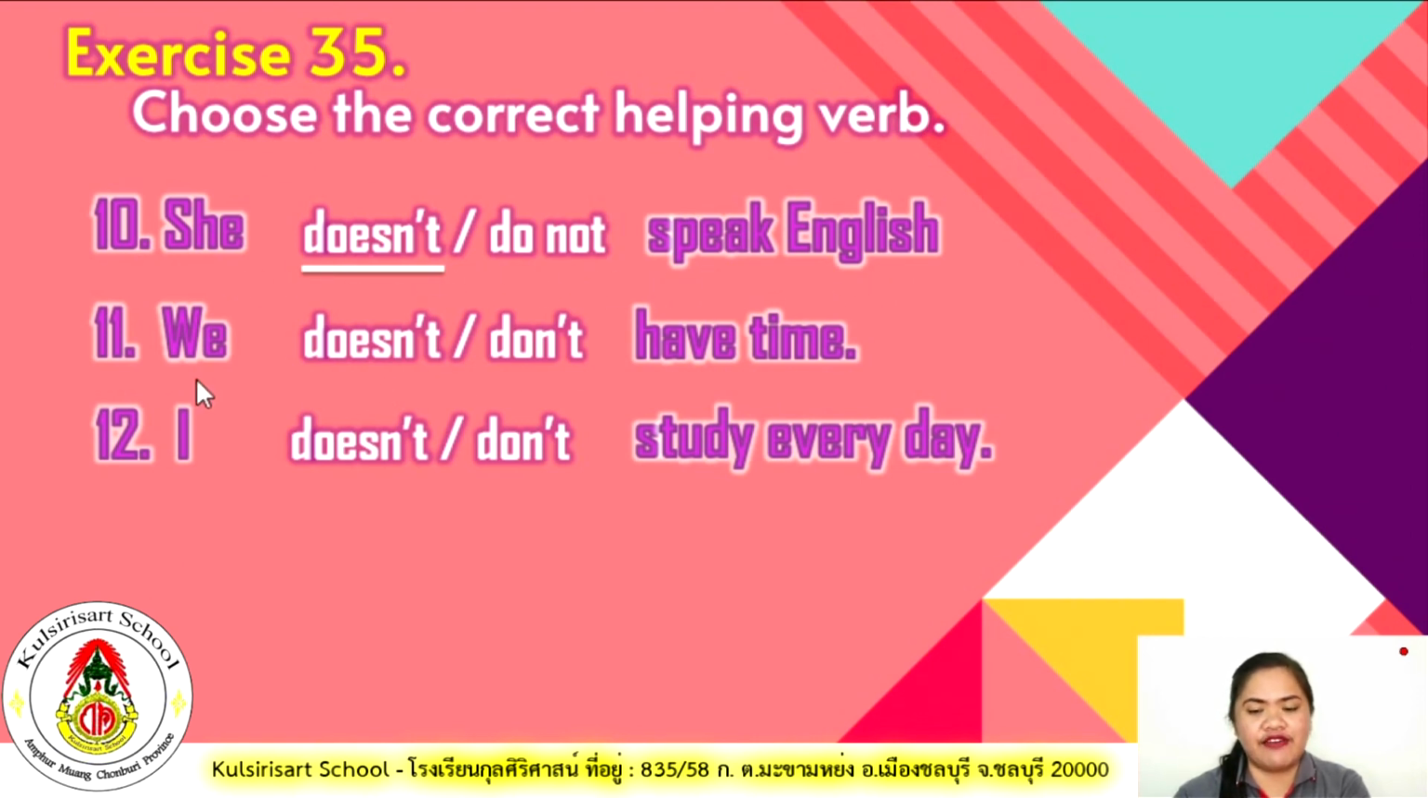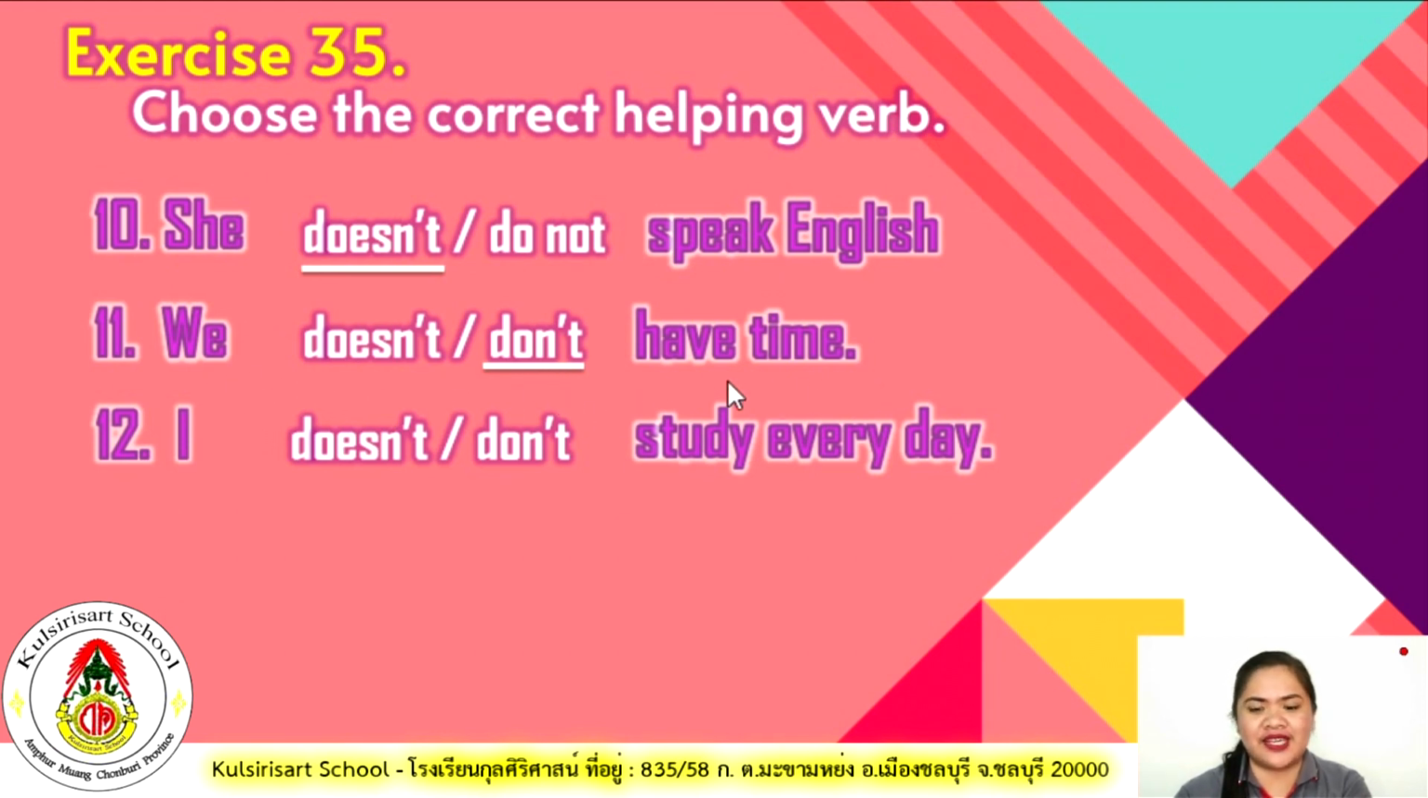Next, number 11. We don't have time. What do you think is the correct answer for this? Of course, very good. The correct answer is don't because our subject is the pronoun we, which is plural. It can be 2 or more subjects. So, we don't have time.